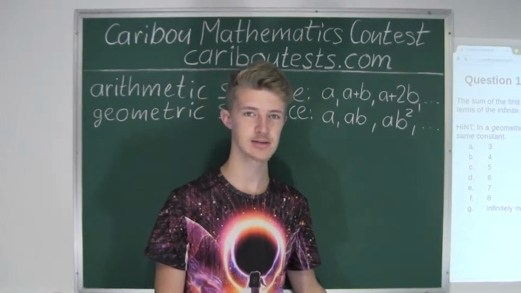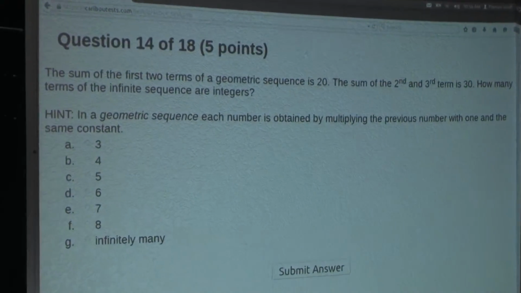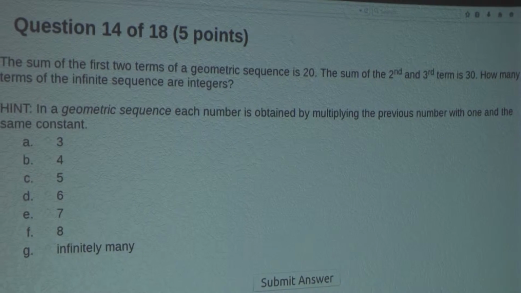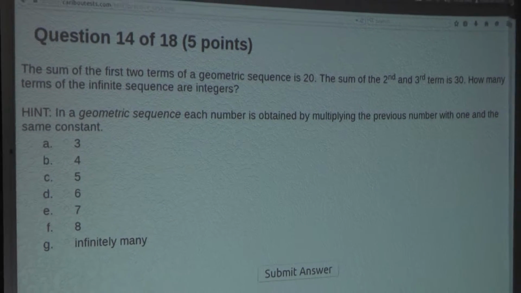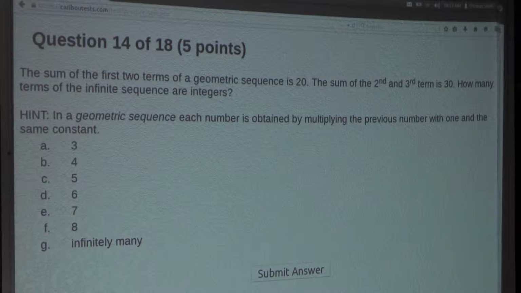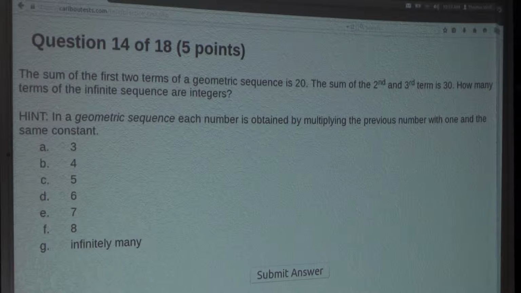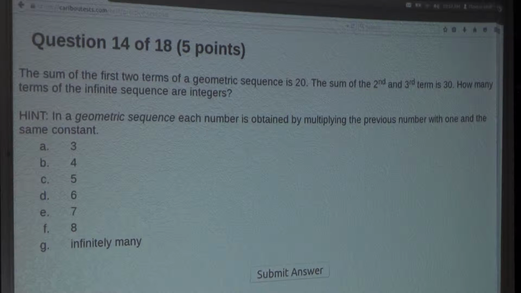So the question is, the sum of the first two terms of a geometric sequence is 20. The sum of the second and third term is 30. How many terms of the infinite sequence are integers? Hint, in a geometric sequence, each number is obtained by multiplying the previous number with one and the same constant.